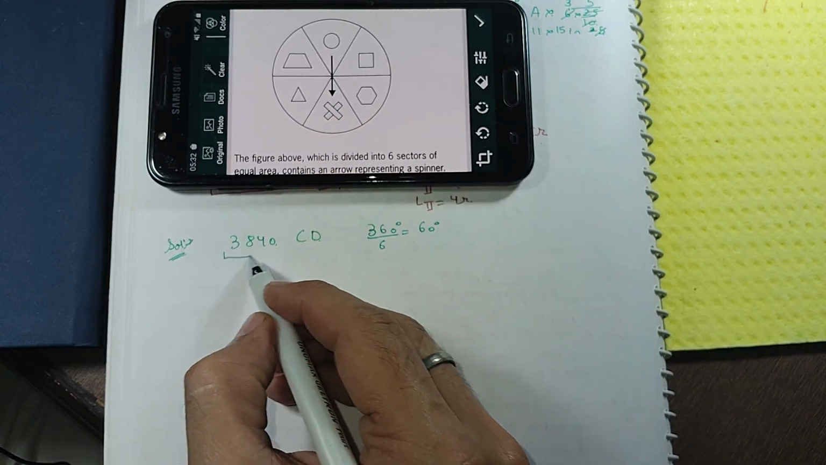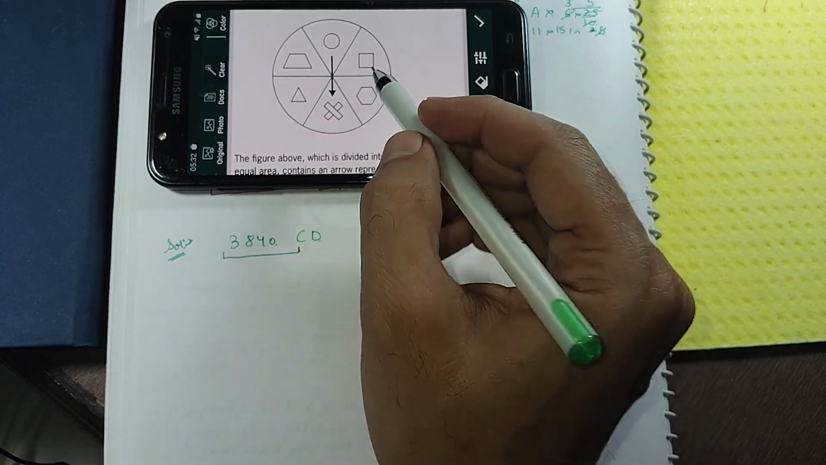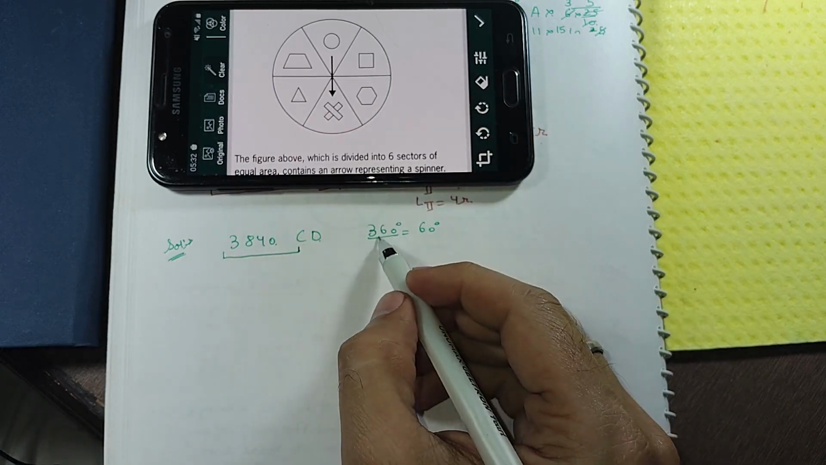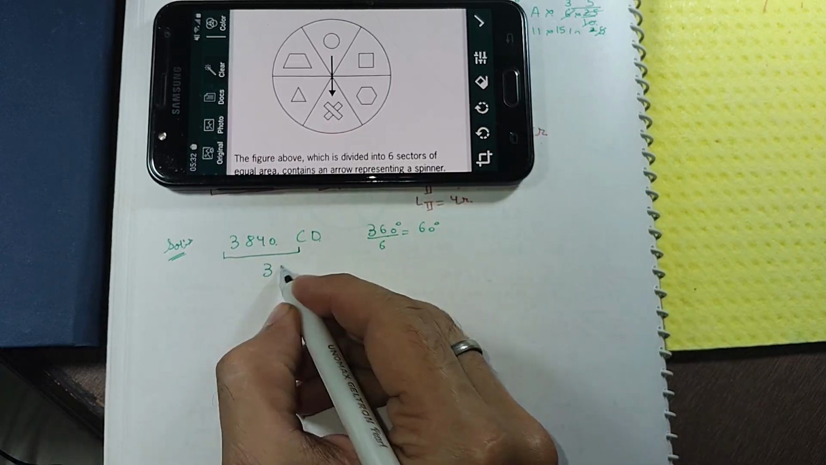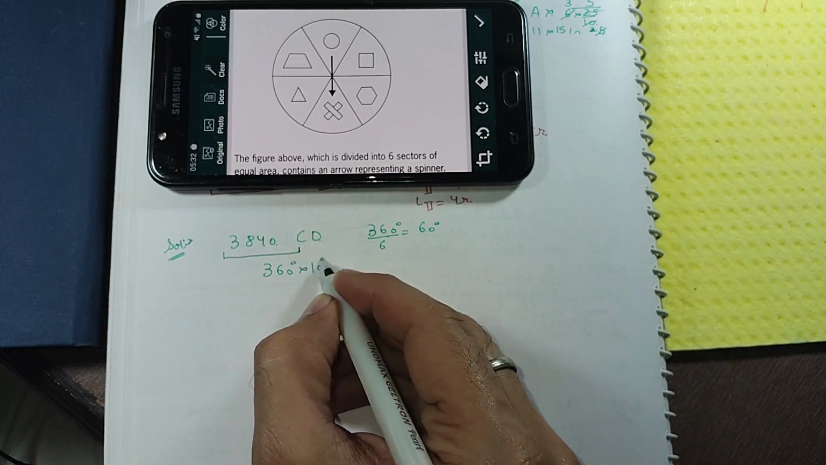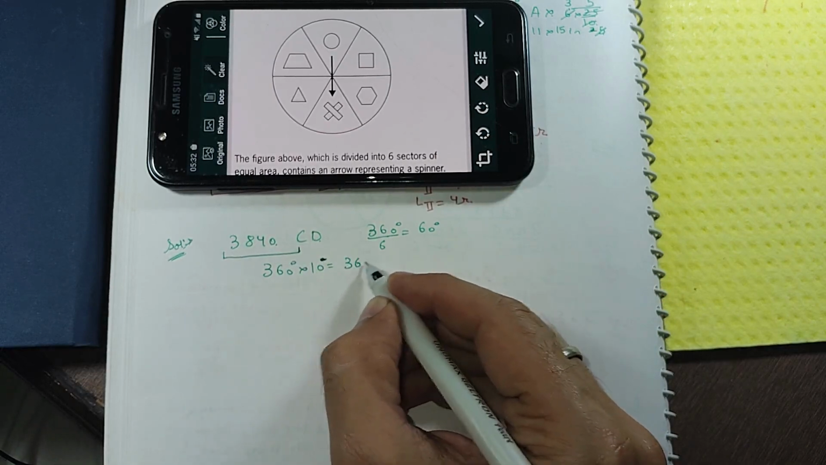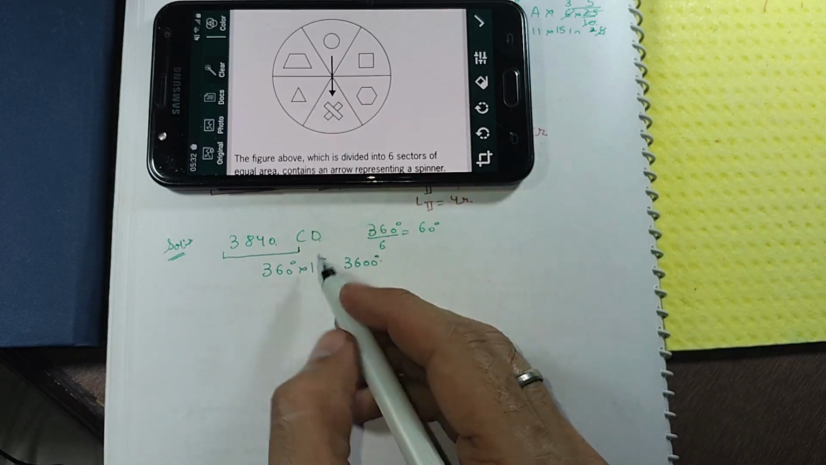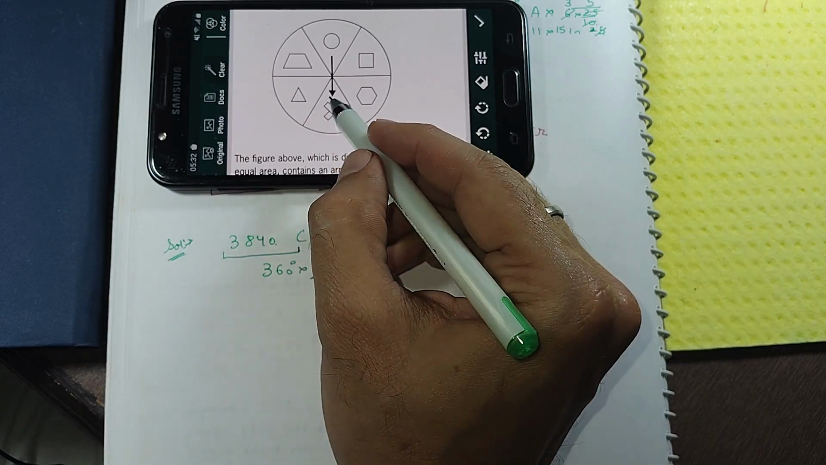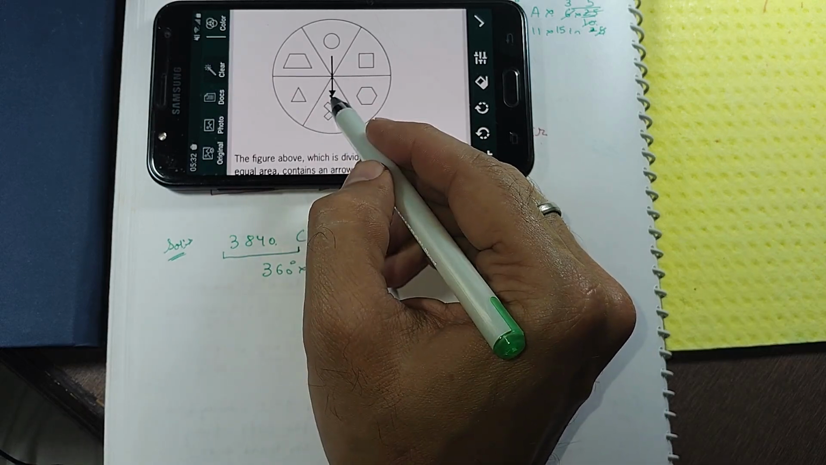Now it has been rotated 3840 degrees in clockwise direction. First of all, we will see the multiples of 360. So 360 degrees multiplied by 10 will be equal to 3600. That means after 10 revolutions the spinner will come to this point now. Fine, as it is the starting point.